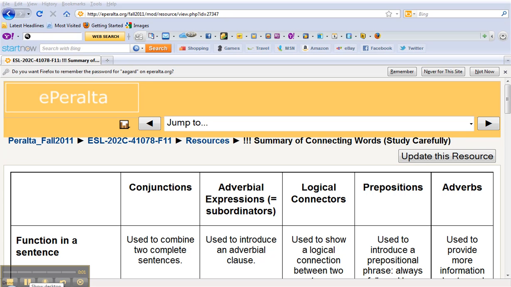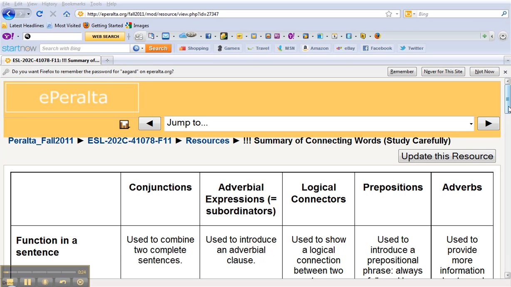I'm just going to talk a little bit about this very important chart, the summary of connecting words. And you should probably hold on to this and print it out. And if you end up taking English 1A, you're probably going to need to come back and look at it again and again.